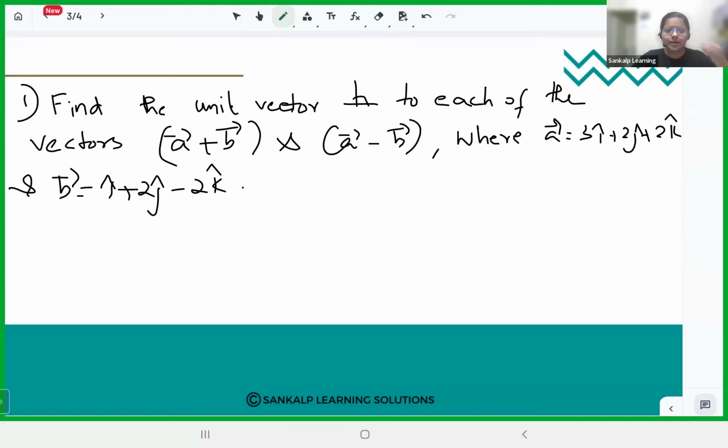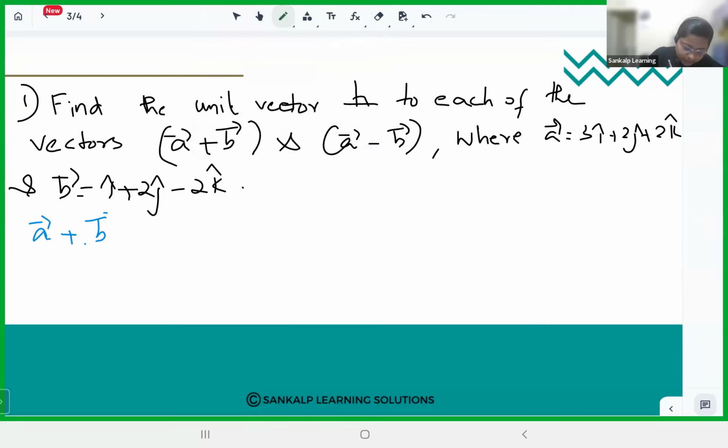Think step by step. First understand the question and think step by step what all things you have to find out here. Suddenly you cannot find a unit vector which is of magnitude 1 and perpendicular to A plus B and A minus B. So you have to do it by step, right? So first you will find out vector A plus B. What is vector A plus B?